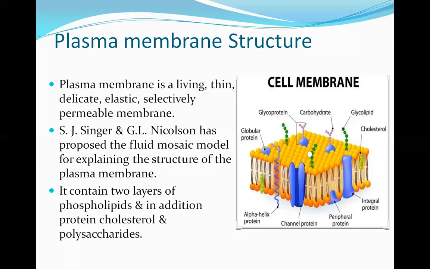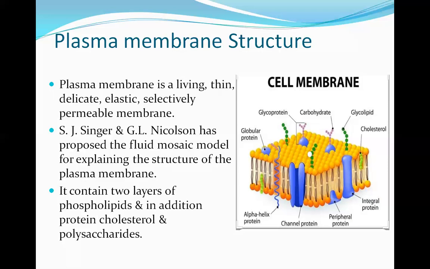S. J. Singer and G. L. Nicolson proposed the fluid mosaic model to explain the structure of the plasma membrane. So S. J. Singer and Nicolson chemically analyzed the structure of the cell membrane. This structure, which you can see on your screen, is the fluid mosaic model, and it was proposed by Singer and Nicolson. And why is it called the fluid mosaic model? Because as you can see in the diagram, this structure is just like the mosaics you see on a floor. It looks like that, so, fluid mosaic.